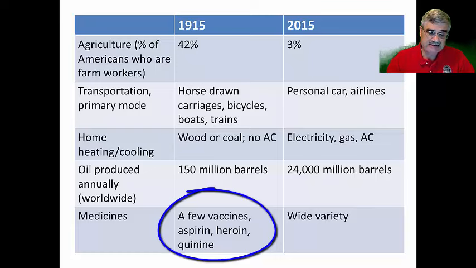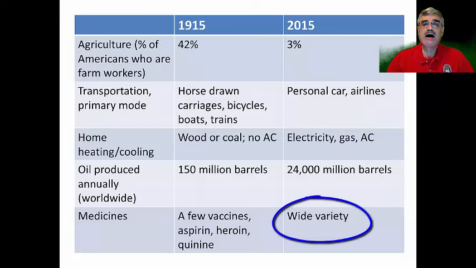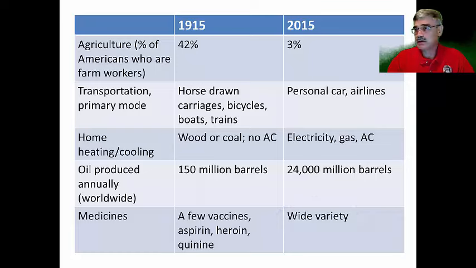In terms of medicines, 100 years ago, there were very few vaccines. There was aspirin, and heroin, and quinine. There were a few drugs. But nowadays, there's a wide variety of drugs and surgical methods for medicine.